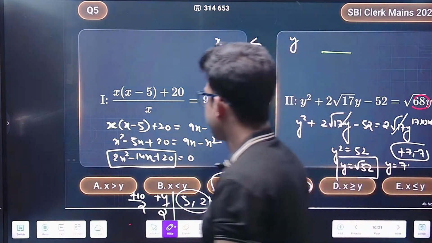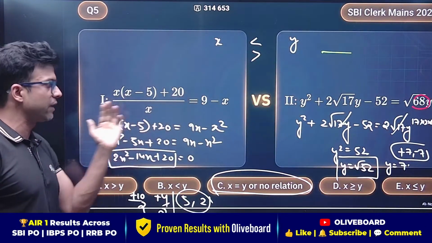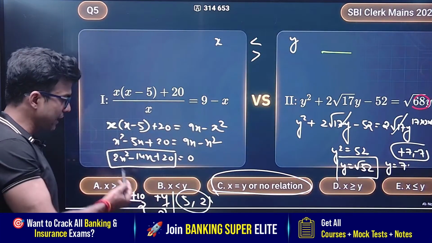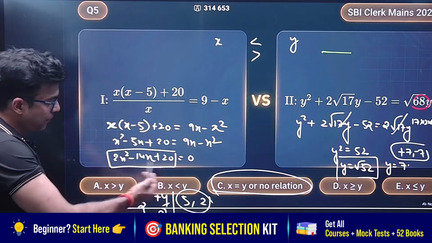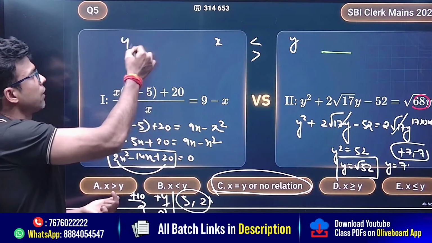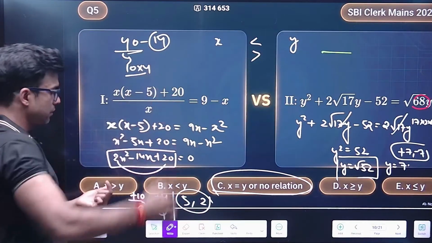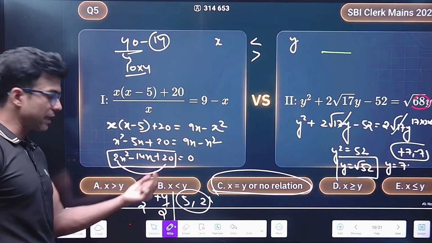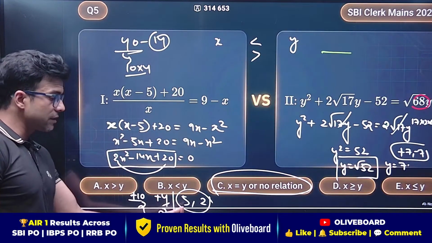Okay, should I repeat? First of all, you need to solve this equation x into x minus 5 plus 20 divided by x equals 9 minus x. If you do the cross multiplication, you will get the equation 2x square minus 14x plus 20. Then again you need to multiply 2 by 20, which is 40. 40 can become 14 when you add 10 and 4. So plus 10 and plus 4 divided by the coefficient of x square, which is 2. So this is 5 and 2.